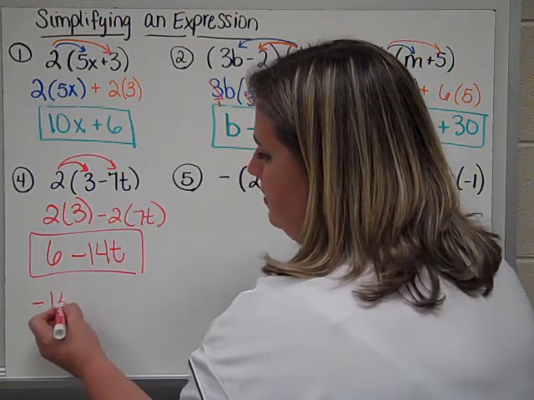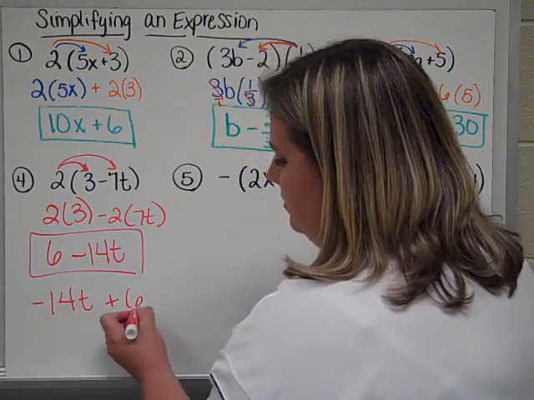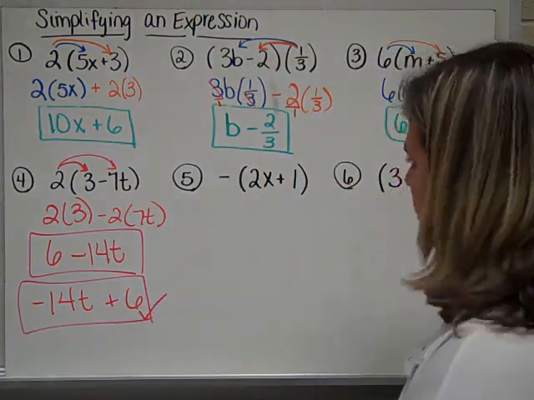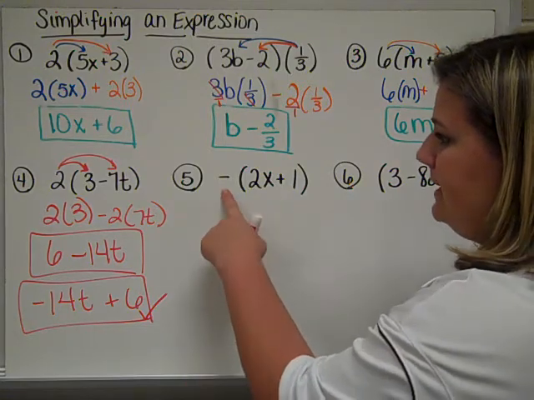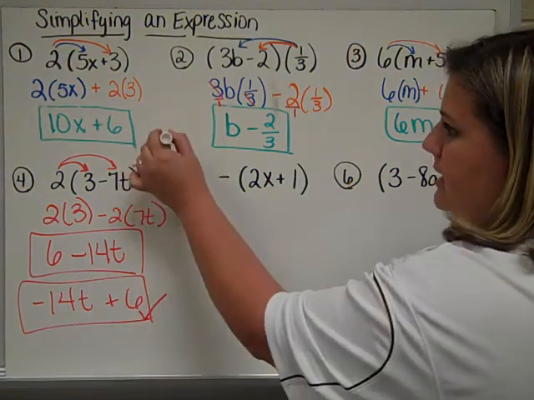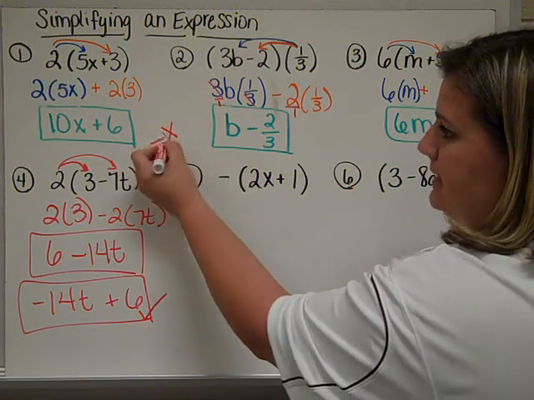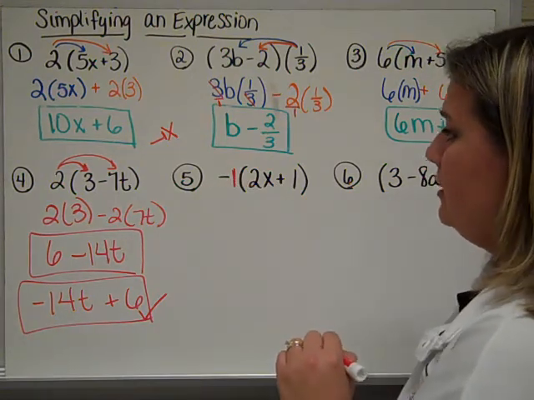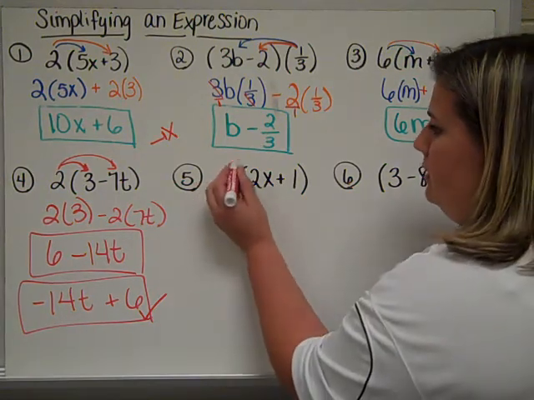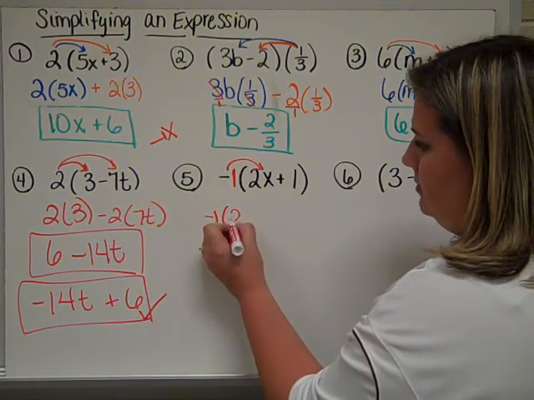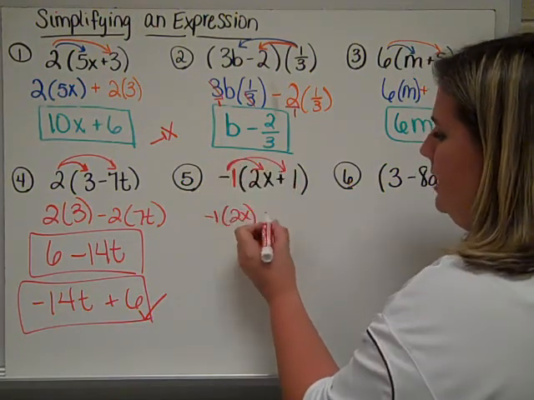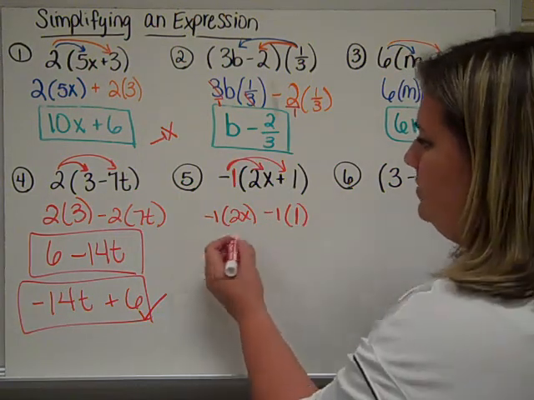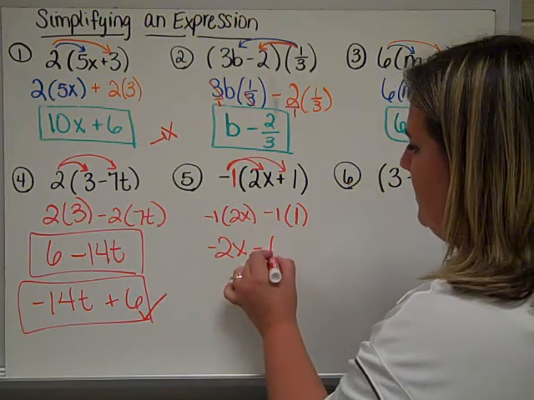This can also be written, remember, keeping the variables first, in that form. This is more preferred. Now keep in mind here, I see a negative out here. That's no different than if you see a negative x; remember, that's a negative 1 on the outside. So this is the identity as far as the 1 goes. So negative 1 times 2x, negative 1 times positive 1. Okay, so this would simplify to negative 2x minus 1.